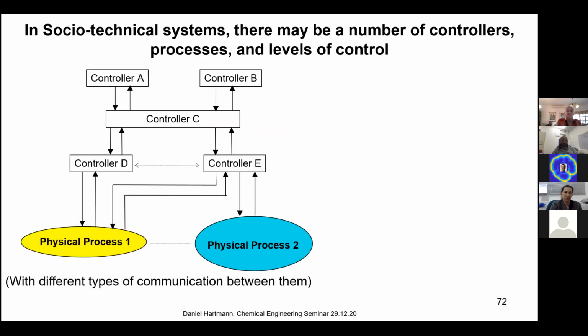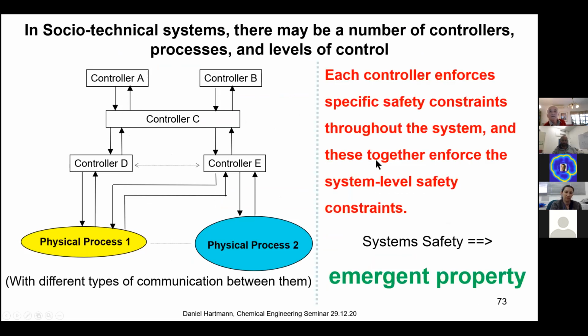Again, I showed you very linear models. In reality, the structure can be much more complex. We have many different processes that we have to control, and a hierarchy of different controllers. And we say that safety is an emergent property. Safety can be related only to the entire system and not to parts of it.